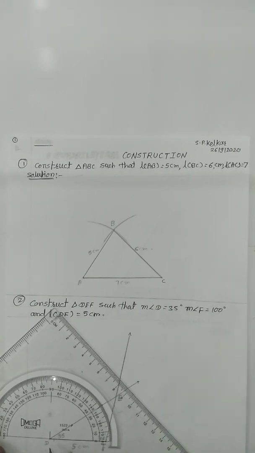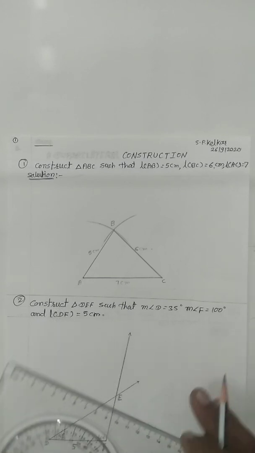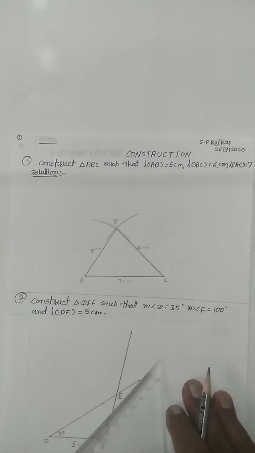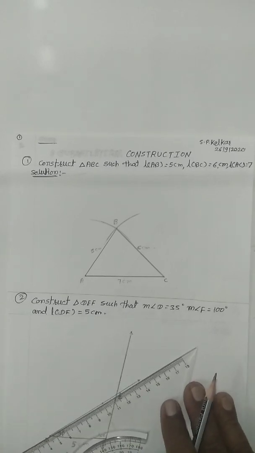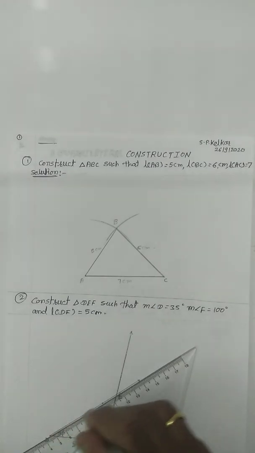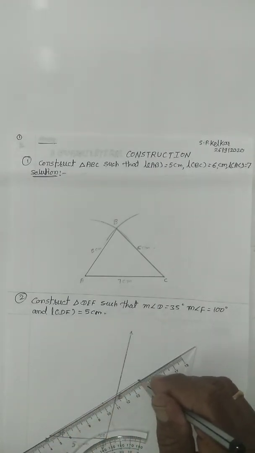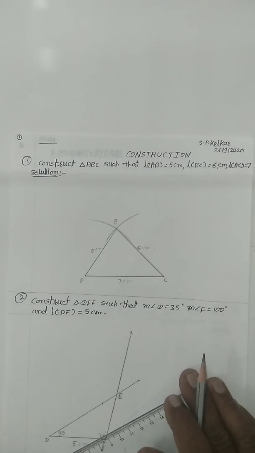In this way match this line zero with this side. Then 0, 10, 20, 30, 35. Put here one point. Draw the ray which started from the point D, and this ray makes an angle of 35 degree at the point D.